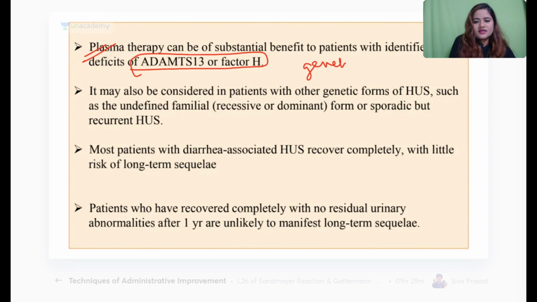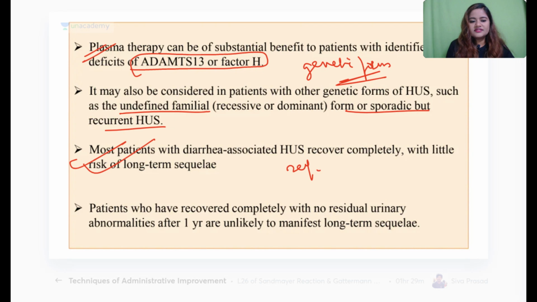So जितने भी genetic forms हैं, genetic forms को treat करने के लिए we can use a plasma therapy. It may also be considered in patients with other genetic forms of HUS such as undefined familial form or sporadic but recurrent HUS. Most of the patients who have this diarrhea associated HUS completely recover on their own without any problem later on. So it is a self-limited disease, as I told you already.